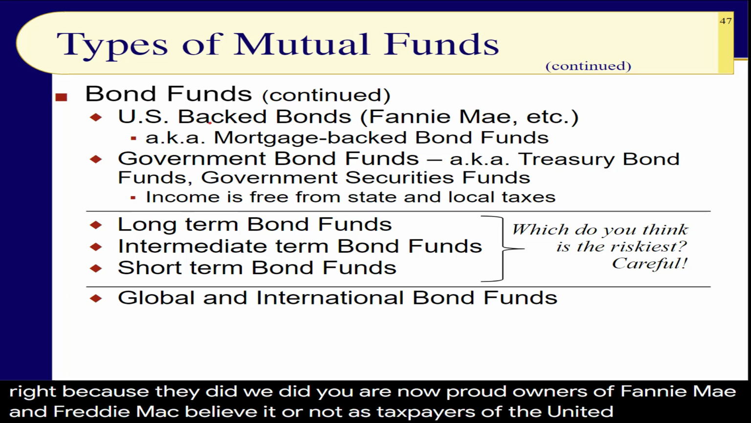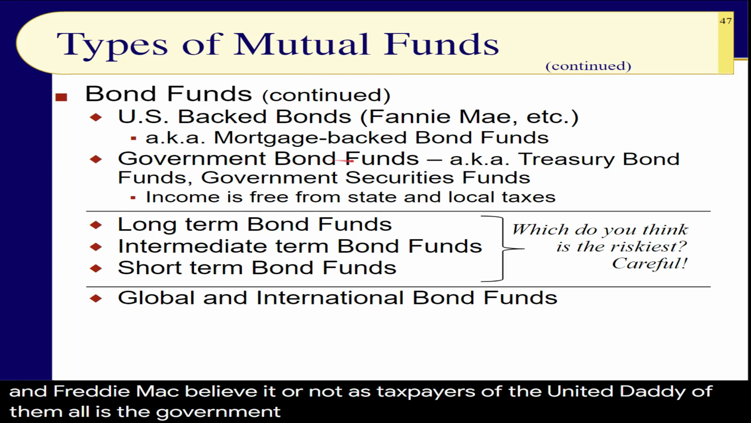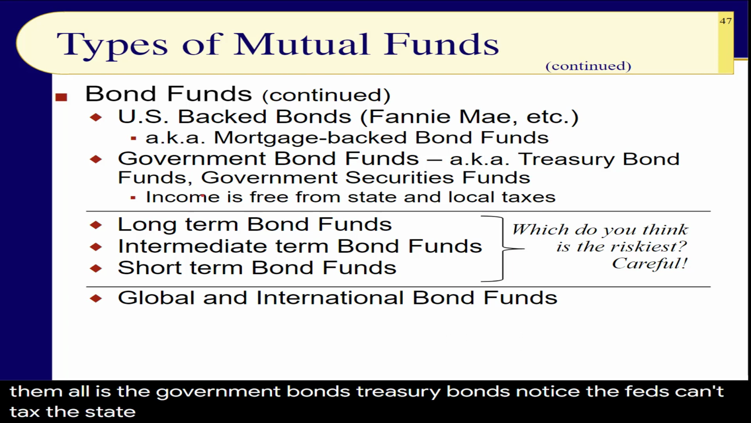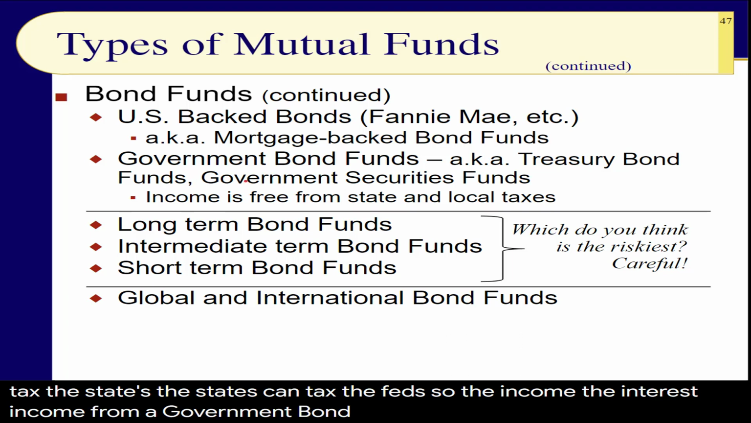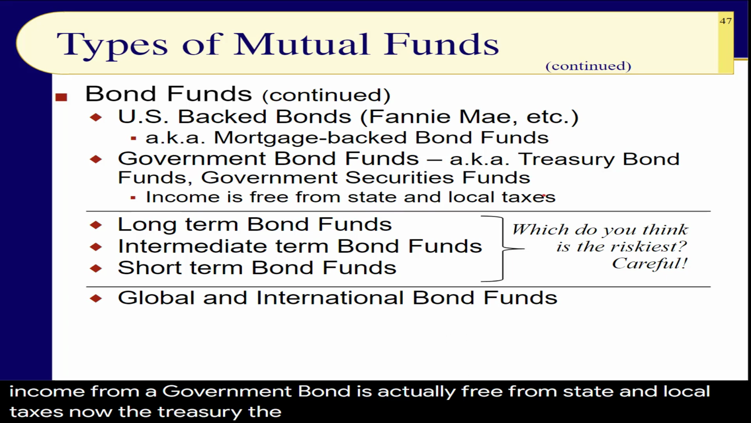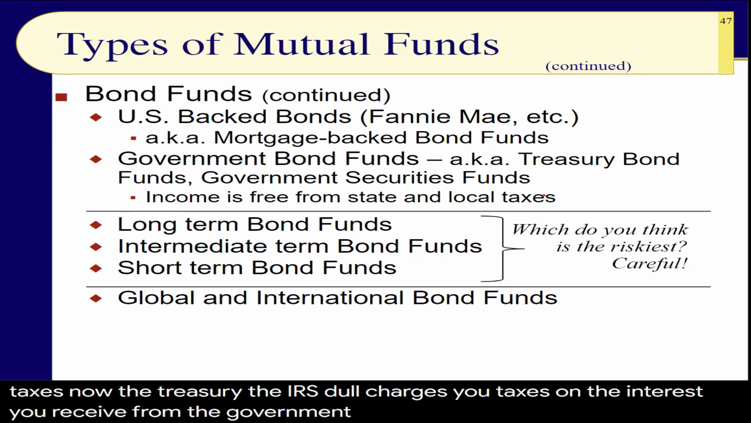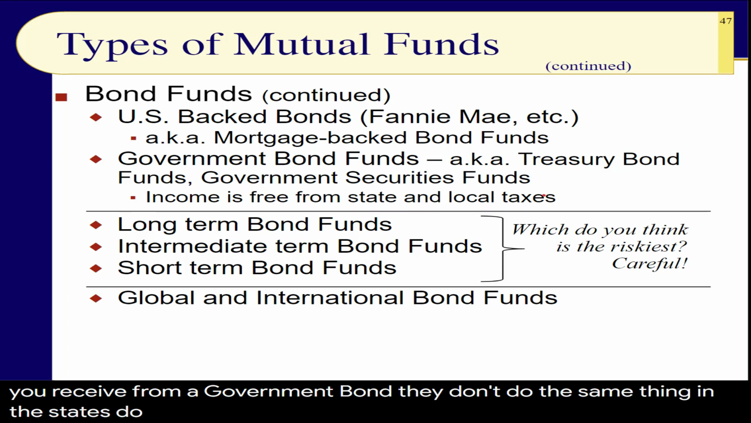And then the granddaddy of them all is the government bonds, treasury bonds. Notice the feds can't tax the states, the states can't tax the feds. So the interest income from a government bond is actually free from state and local taxes. Now the Treasury, the IRS, still charges you taxes on the interest you receive from a government bond. They don't do the same thing the states do, but you don't have to pay California taxes, for us California residents.